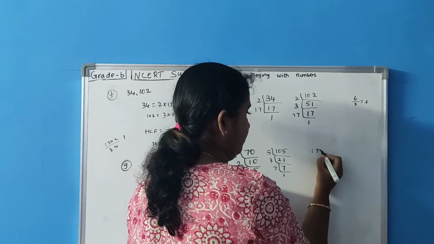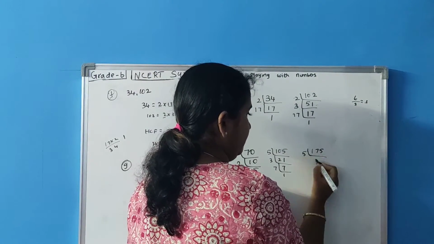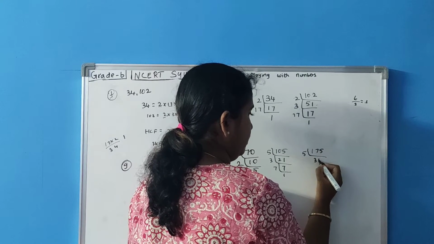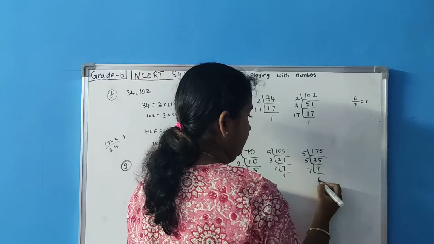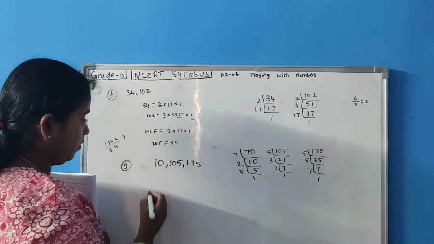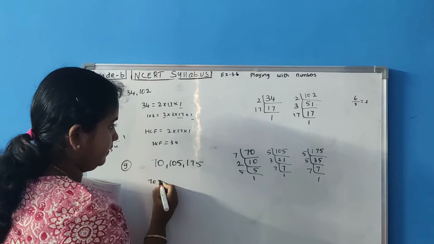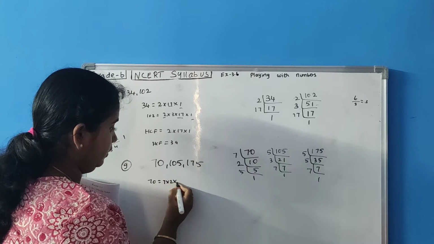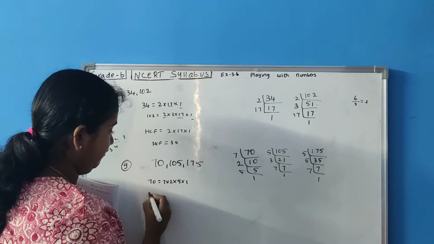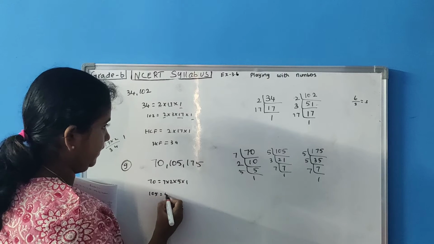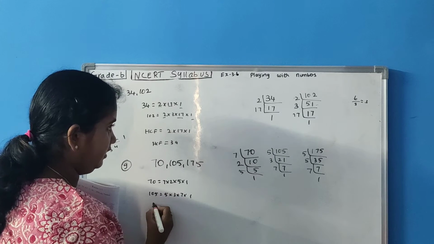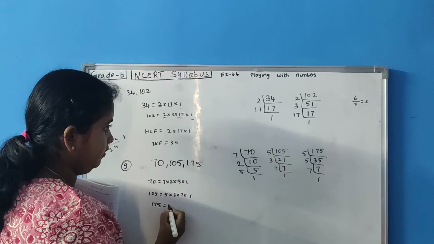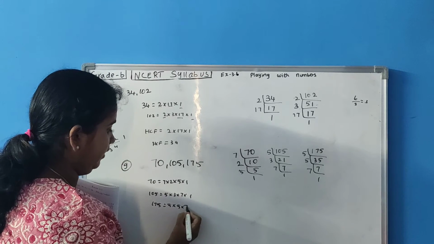175 will go in 5 table, right? 5 table, 3 5s are 15, balance 25, 5 5s are 25. Then 5 table, 7 5s are 35. Then 7, 1. Here also 7 is coming as common in all the 3. Factor of 70 is 7 into 2 into 5 into 1. And factor of 105 is 5 into 3 into 7 into 1. And factor of 175 is 5 into 5 into 7 into 1.